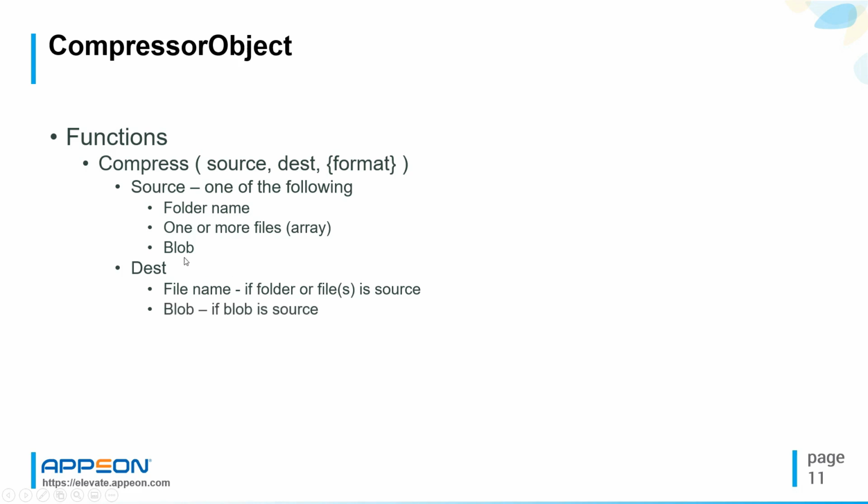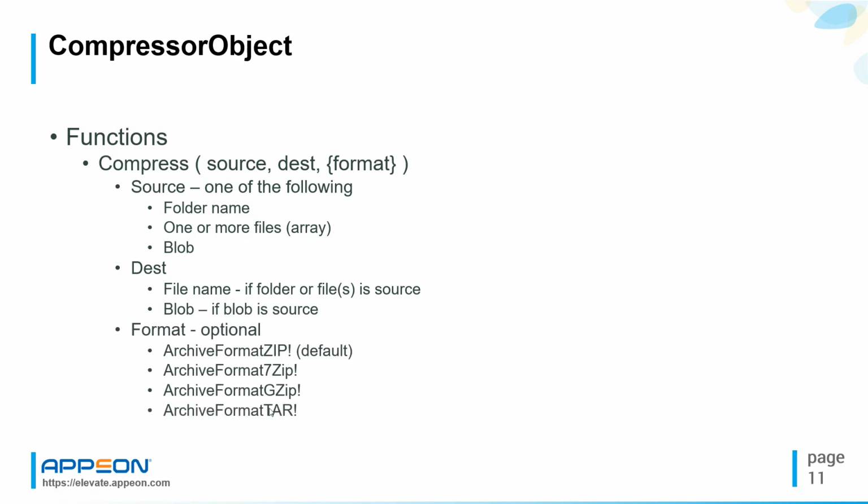If you pass in a blob, then what you're going to have to provide for the destination is a blob. The format, there's 4 options that are supported. Default is zip, so that's an optional argument. So if you don't provide it, then you'll get zip. But there's also 7-zip, gzip, and tar.